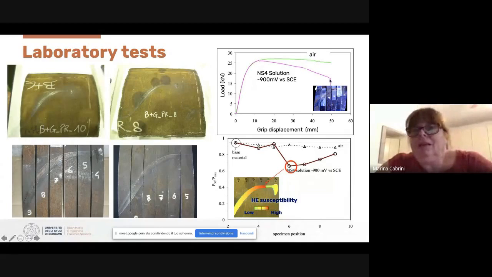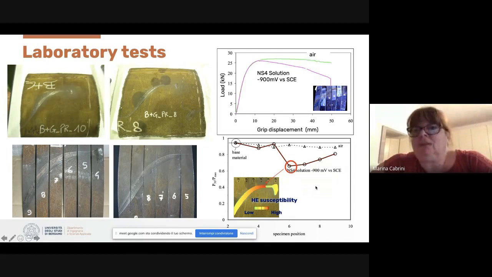In this way, it's possible to quantify the effect of hydrogen considering the ratio between the load at the end of the 50 millimeter displacement and the maximum load in the curve. This was reported as a function of the position of the specimen with respect to the defect. It was possible to observe that in air the defect did not influence the mechanical resistance of the specimen.